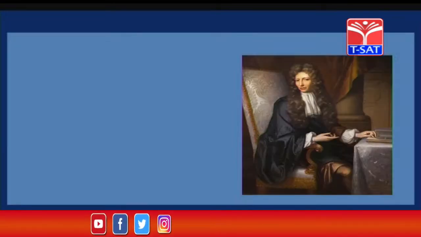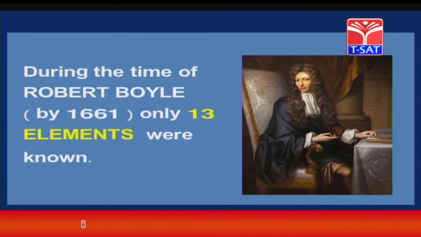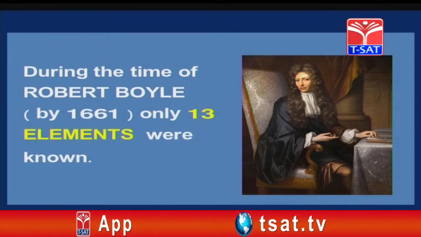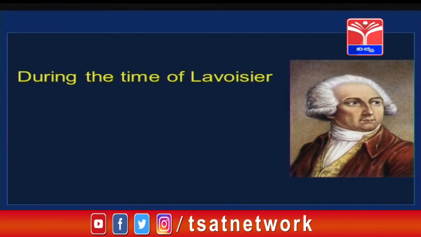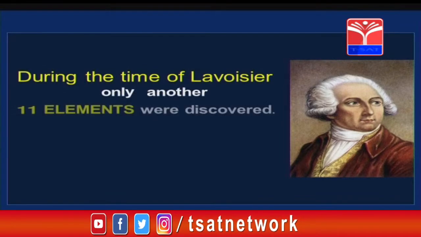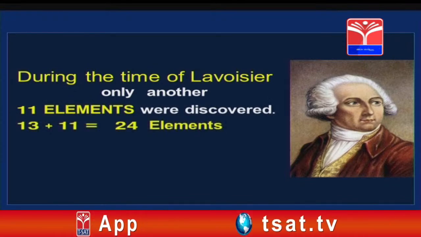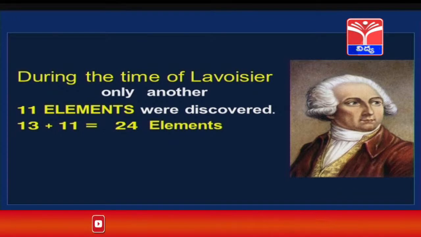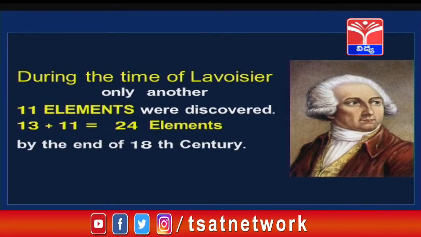Now, he is the scientist Robert Boyle. During the time of Robert Boyle, only 13 elements were known. That means, by the year 1661, we knew only 13 elements. Who is he? Yes, he is Lavoisier. During the time of Lavoisier, another 11 elements were discovered. That means, in total at the time of Robert Boyle there were 13 elements, at the time of Lavoisier there were 11 elements. In total 24 elements were discovered by the end of the 18th century.